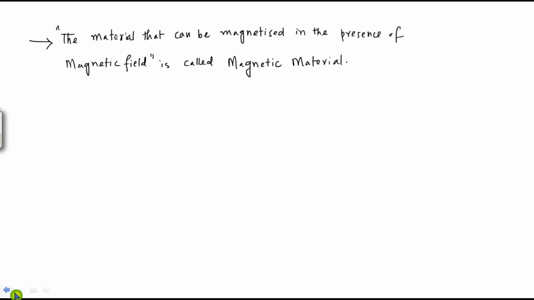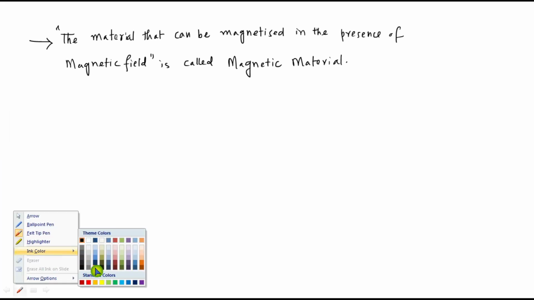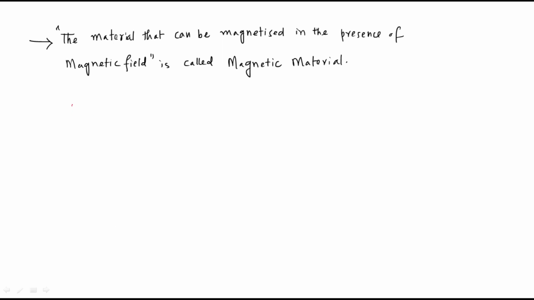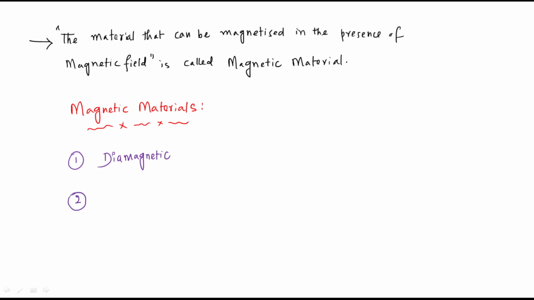Then how many types of magnetic materials? Magnetic materials are: first type is diamagnetic materials, second one is paramagnetic, and third one is ferromagnetic materials. So these are the three types of magnetic materials.